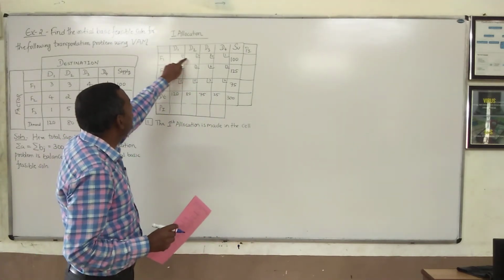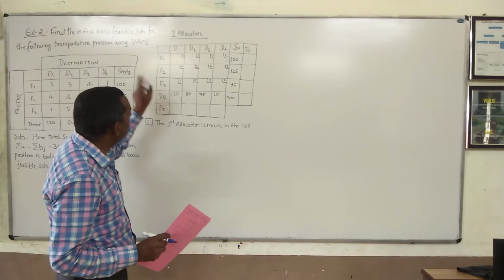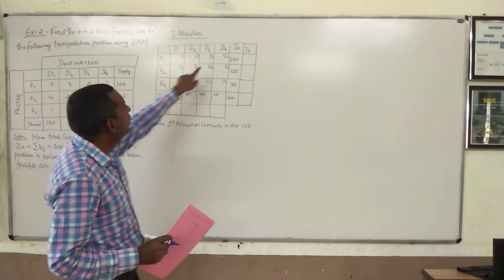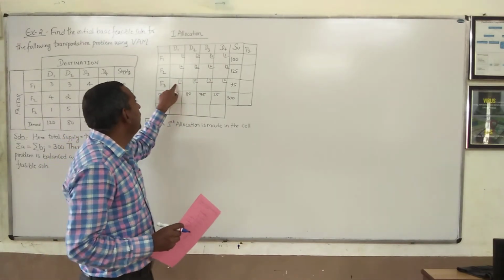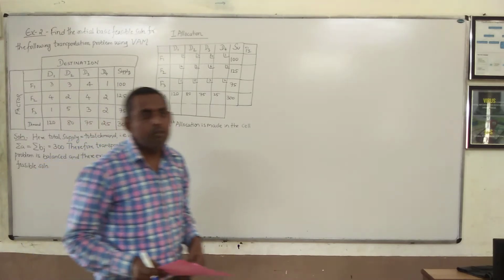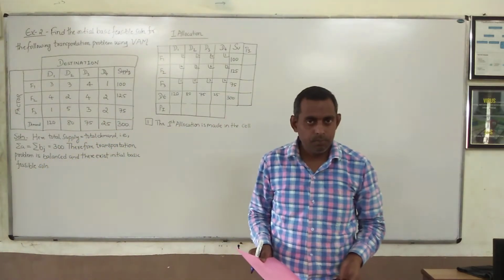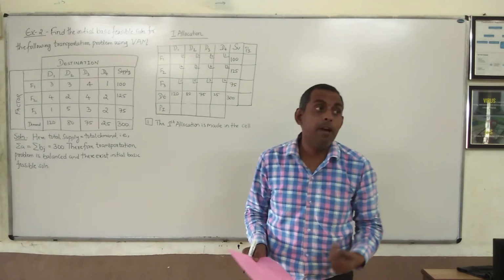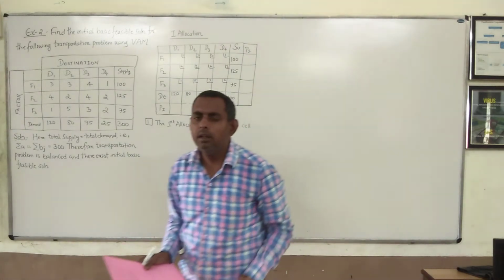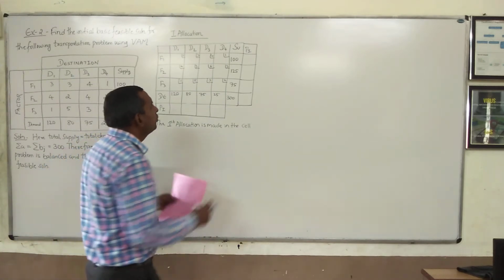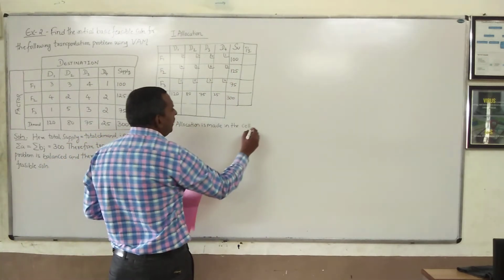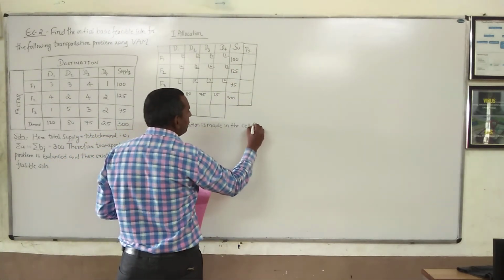I think 3, 3, 3, 4. So 1 is the smallest here. There are two ones, here and here. So there are two smallest costs, then we have to choose arbitrarily. Choose any one, it is up to you. So let me choose this one here.